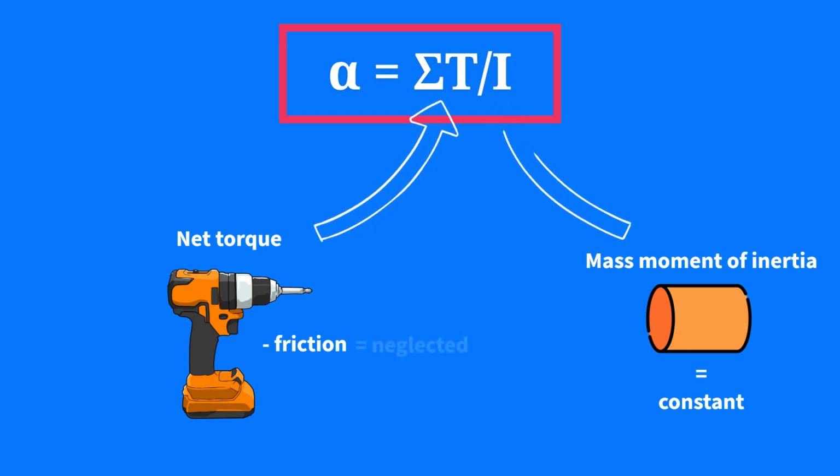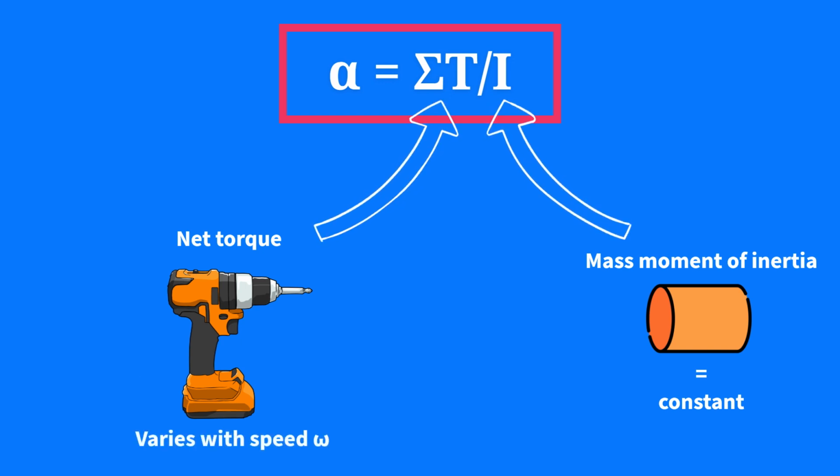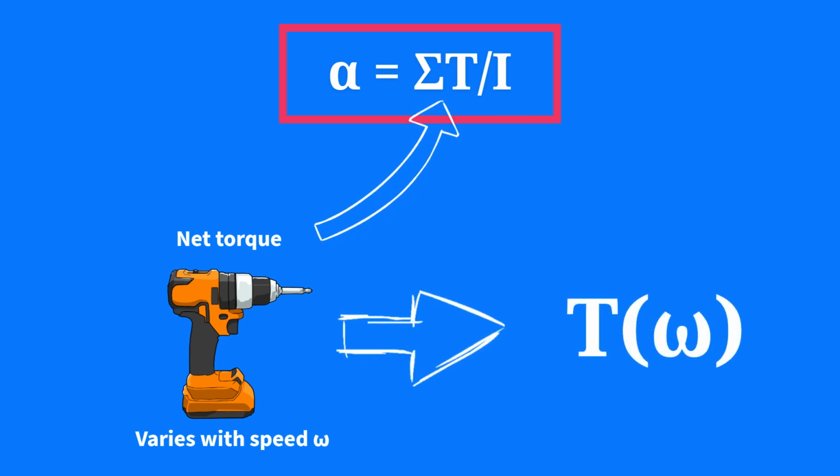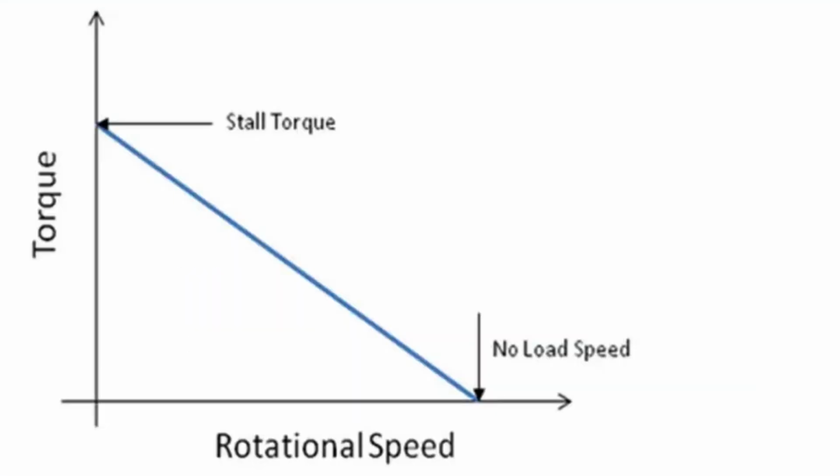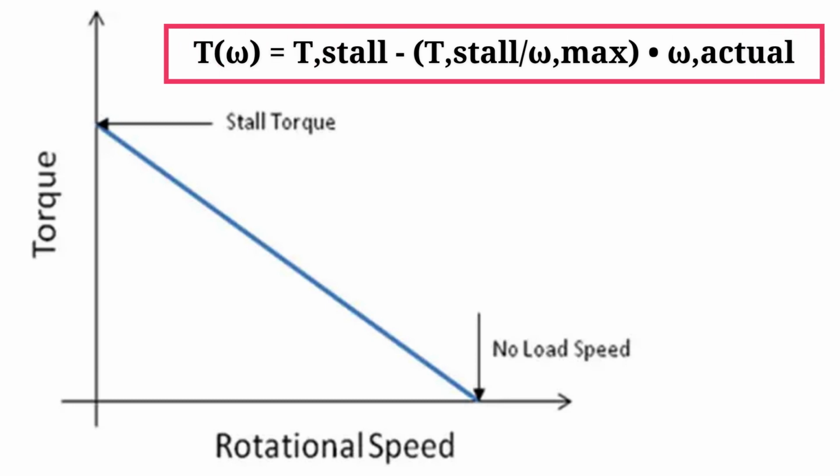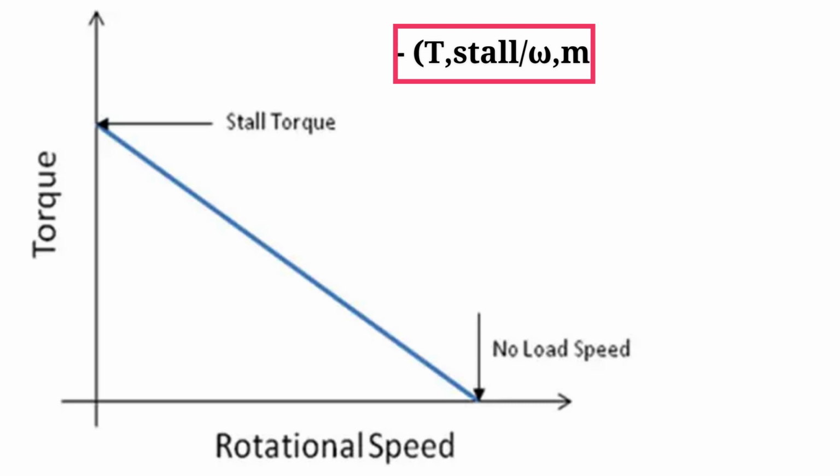The friction torque is neglected, so we assume that the net torque is the same as the torque delivered by the drill. The torque provided by the motor of the cordless drill changes linearly with the rotational speed, as has been shown previously. If we write torque as a function of the angular velocity, we have to derive a linear equation. We know from the torque speed curve that the motor provides maximum torque at 0 RPM and 0 torque at maximum RPM. The derived equation is that the motor torque is equal to the stall torque minus the stall torque divided by the no-load speed, times the actual speed.